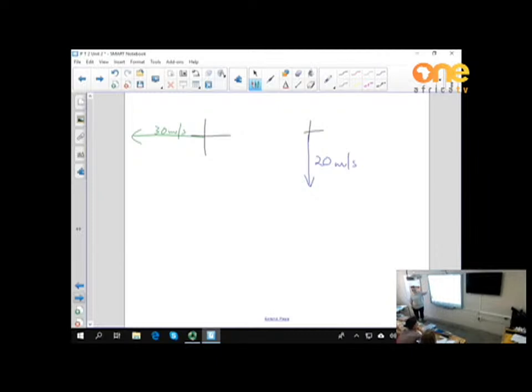Can you see I've got two vectors? I've just gone and pulled them apart. I've not put them on the diagram. Now the question is, I can state it like this. I have a boat trying to cross a river. The boat travels at 20 meters per second, but there's a current pushing it off course, and the current is 30 meters per second. What would the resulting velocity of that boat be?